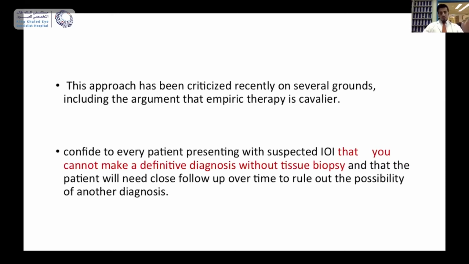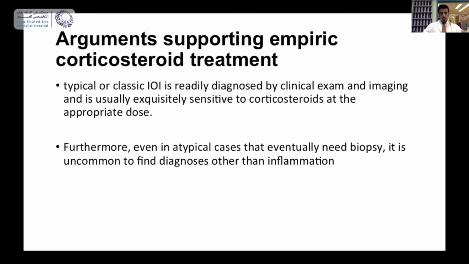Whenever you see a patient with idiopathic orbital inflammation, tell him that you cannot make a definitive diagnosis without a tissue biopsy, even if you're going to start empiric corticosteroid treatment. The patient has to know that he will need close follow-ups over time, to make sure that you're ruling out other possibilities. So why should I start steroid immediately without taking a biopsy? This is another argument that we have to discuss.